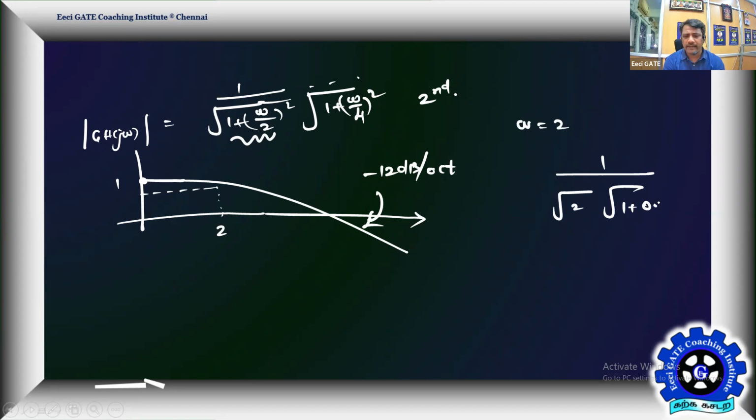That is 1 by 1 plus 0.5 the whole square. So this is going to contribute 1 by root 2 into root of 1.25. That means the overall denominator is root 2 into root 1.25. Root of 1.25 will be greater than 1. Therefore, the denominator will be greater than root 2. That means your cutoff frequency actually will decrease. That's where we are going to get 1 by root 2.